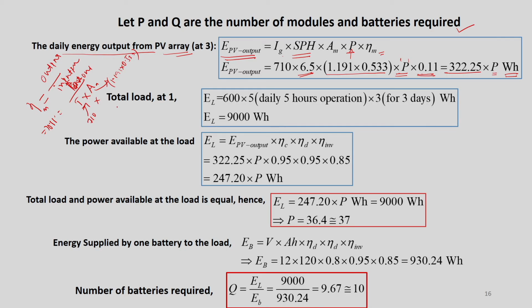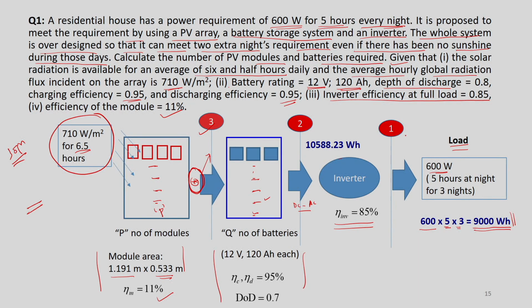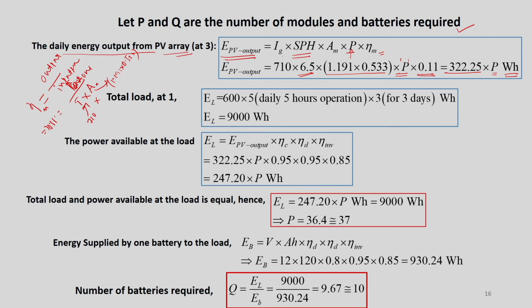And also we know the total load at 1, okay. So, what is 1 here? This is the 1, and we know the load here, already we have done the calculation. So, 600 watt per day, and for 5 hours and for 3 days. So, it will be 9000 watt hour, right. So, this information is known to us, okay. This can be calculated, and EL, the energy required, is 9000 watt hour, right.